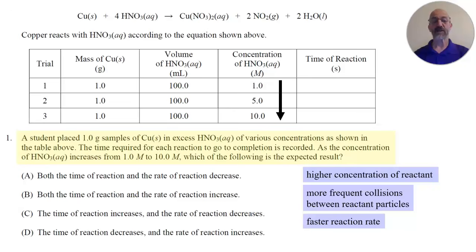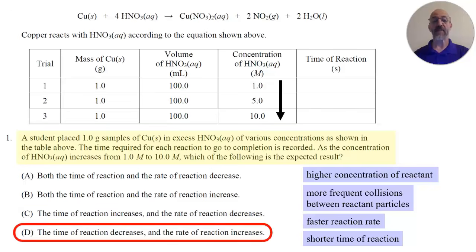So the correct answer to question 1 is either choice B or choice D, and they both say that the rate of the reaction increases. But the time required for the reaction to go to completion is going to be shorter if there is a faster reaction rate. So we are expecting a shorter time of reaction, and that makes the correct answer to question 1, choice D. The time of reaction decreases and the rate of reaction increases. So hopefully that is a very straightforward question, that when we increase the concentration of a reactant, it does lead to a faster reaction rate, and in this case, a shorter time of reaction.